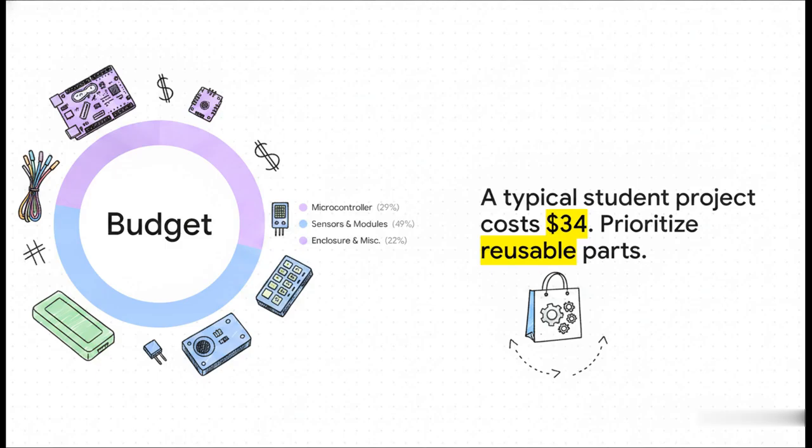A typical student project is actually surprisingly affordable, usually landing somewhere between 20 and 60 US dollars. Your main brain, the microcontroller, is only going to run you about 5 to 15 bucks. Your sensors and modules will take up around 8 to $25, and your enclosure and random miscellaneous wiring will be another 5 to 10. A massive pro tip here, prioritize reusable components, so the money you spend today pays off in your next project too.